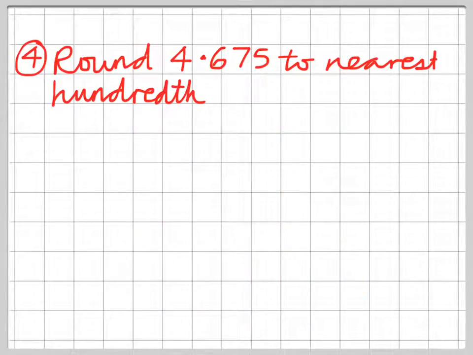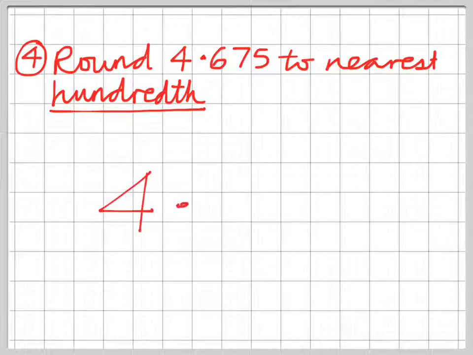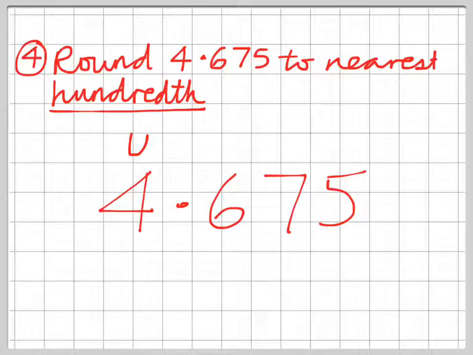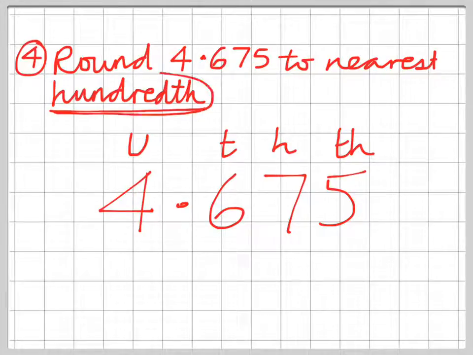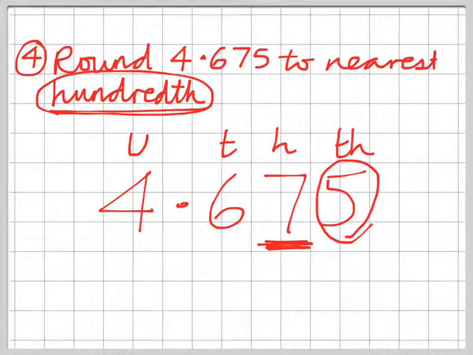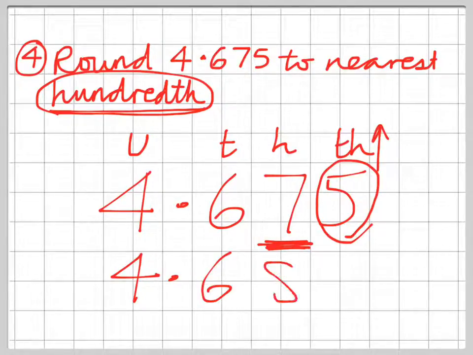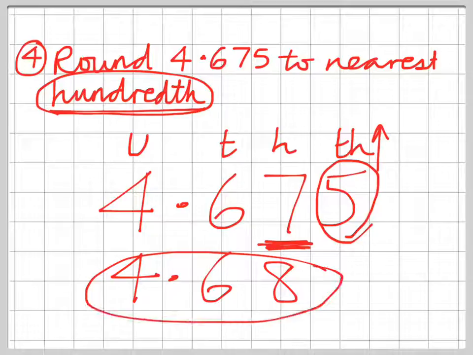For the next one, slightly harder because we're rounding to a nearest decimal. So if we've got 4.675 when we write in our columns, this is our units or our ones, our tenths, our hundredths, our thousandths. We're being asked to round to the nearest hundredth. This is our hundredths digit, so we underline it, and this one is our decider. So because it's a 5, we round up. Our answer will become 4.68. There's our answer to question 4.